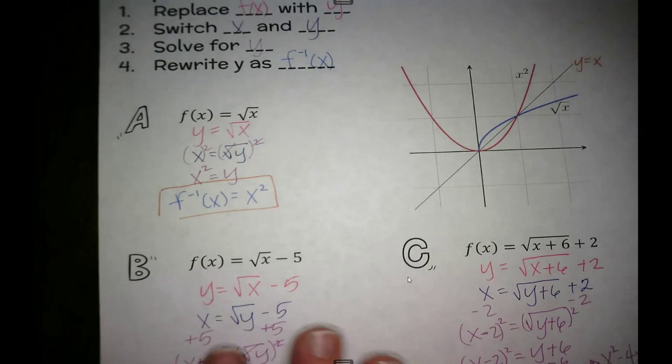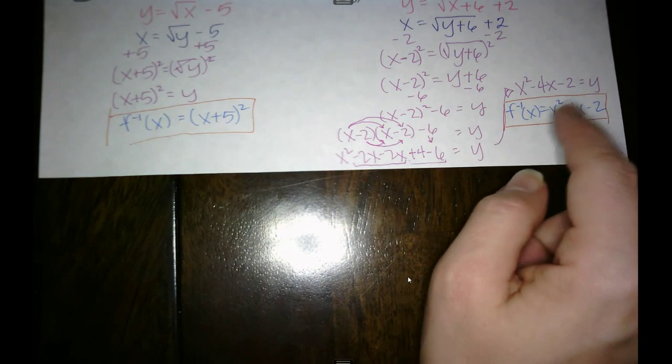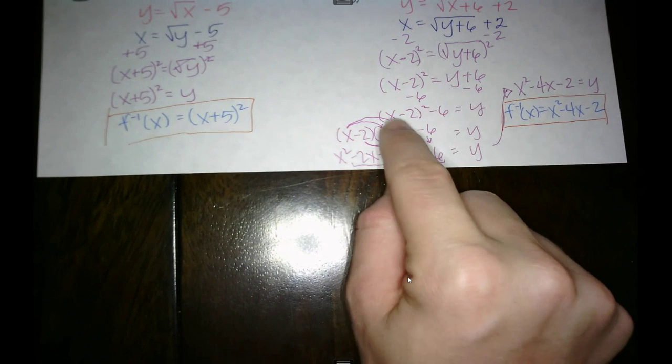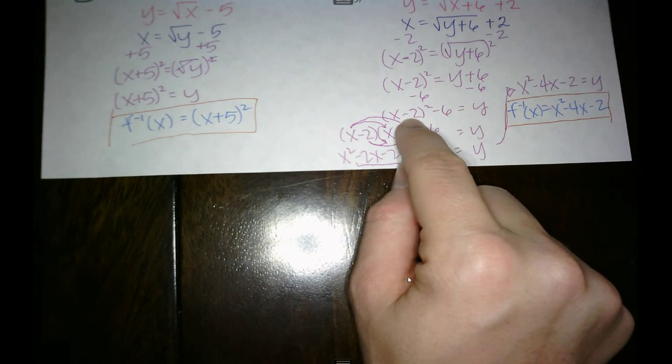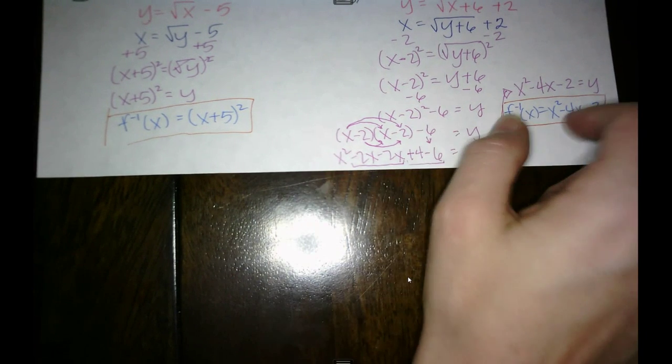Okay, the important part to remember is switching your x and y, solving for y, getting y completely and entirely by itself. And if you've got two terms that are multiplied by each other, we've got to FOIL and distribute in order to get that final answer.